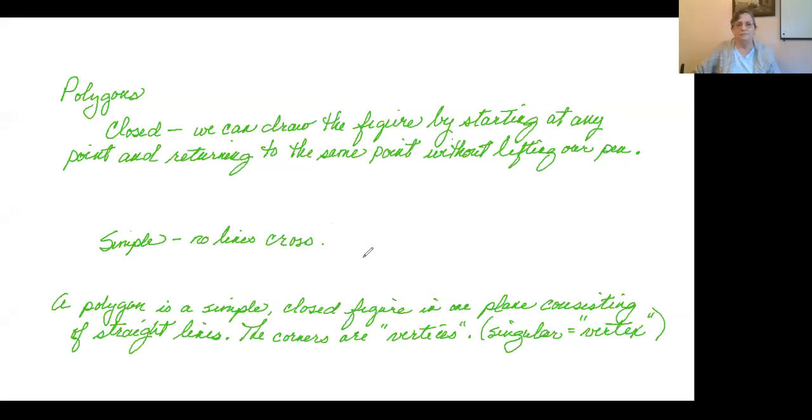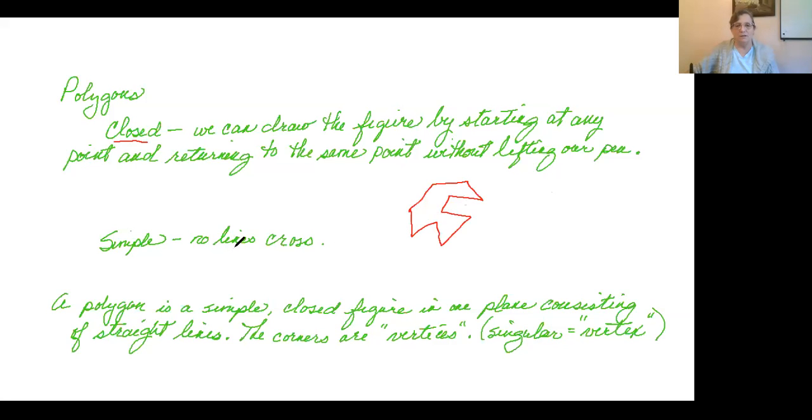A polygon is a simple closed figure within one plane. By closed, we mean that we can draw the figure by starting at any one point, anywhere, and returning to the same point without ever lifting up our pen. So this would qualify as a closed figure.